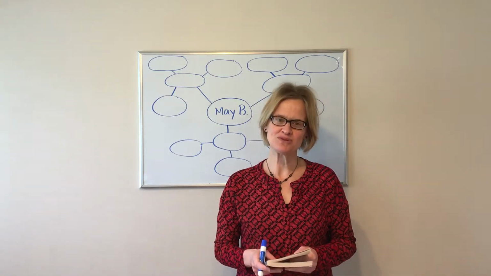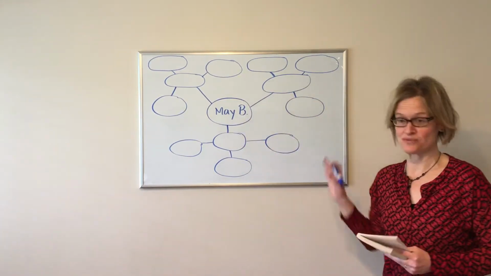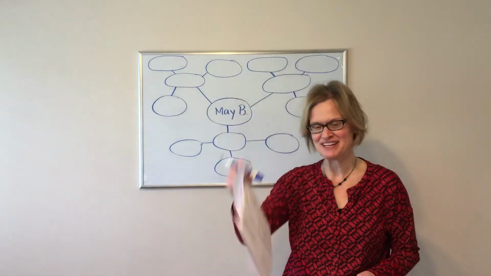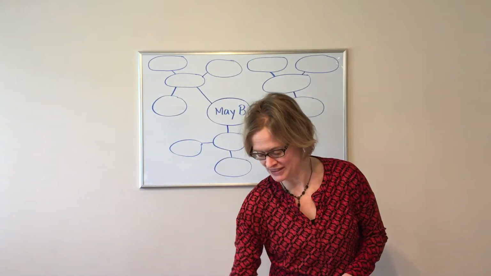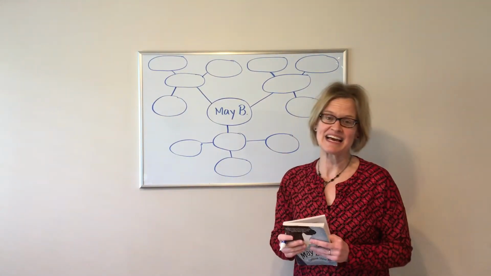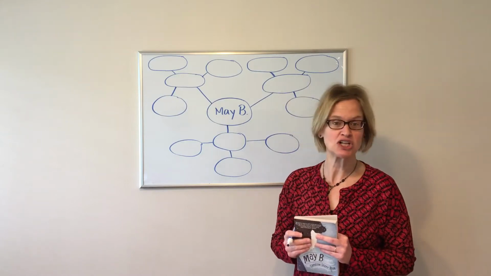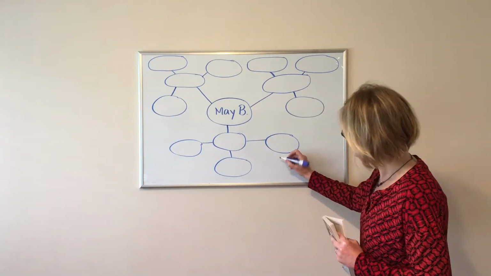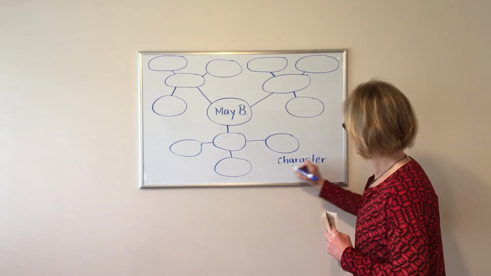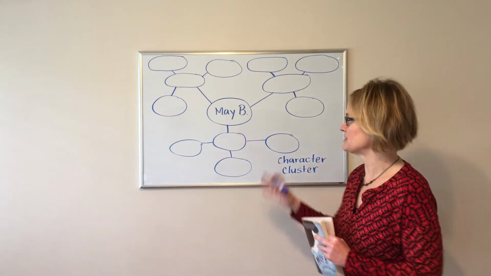So what we're going to be doing today is creating a character web for May B. You have this in your packet. I know I filled out some of it, but what I have completed on mine, we're going to work through together, and I am going to show you how to put together a character cluster. And a character cluster is basically identifying what are some character traits of May B.